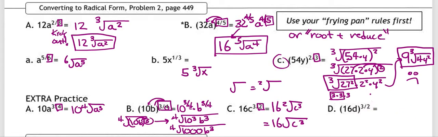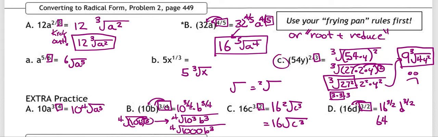Okay. Last one here. So we follow the frying pan rules. Let's see here. Stick to you, rewrite. 16 to the 3 halves, D to the 3 halves, okay? So over here, 10 to the 3/4, nothing you can do about it. It's not a fourth power, but 16 is a second power. So you could break that down into 8 times 8. And then if you pick 3 of them, 16 to the 3 halves turns into 64.